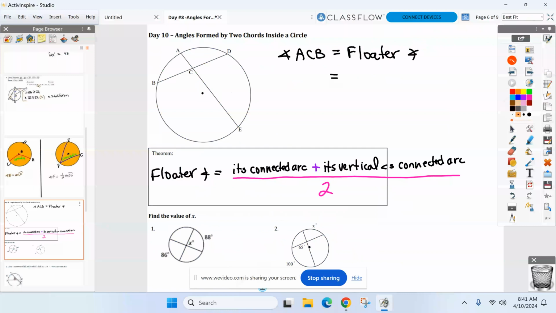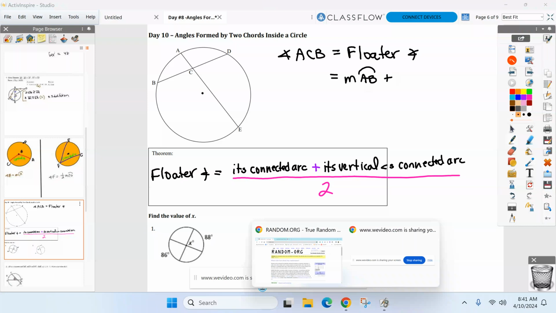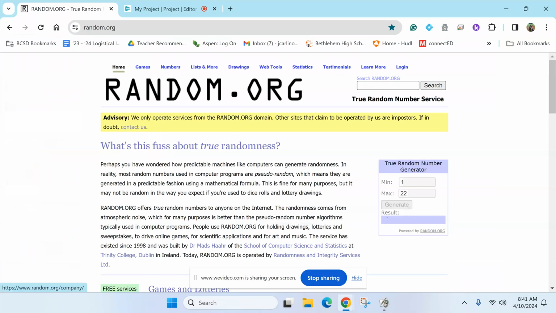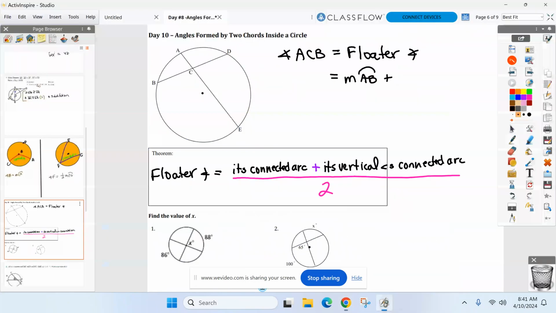Okay, so everyone in here, I would take the measure of arc AB plus, now look at the vertical angle and tell me what arc the vertical angle is connected to. Stellan again, the vertical angle is connected to what arc? DE. Good, so I would add DE, and then I'd finish it off by just dividing by 2. That's how you find a floater: its connected arc plus its vertical angle's arc, divided by 2.